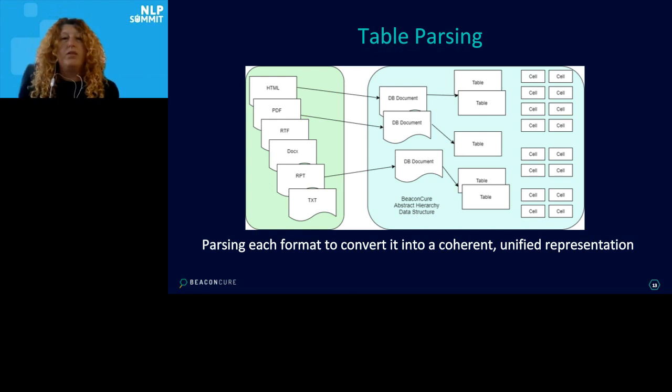The first step that we are using is parsing the data. The data is converted to our unified representation. From each of the formats, we are converting to one unified representation that enables us to have unified algorithms that can process this data. So this is the first step. It changes a little bit between the formats, depending on how complex the format is.